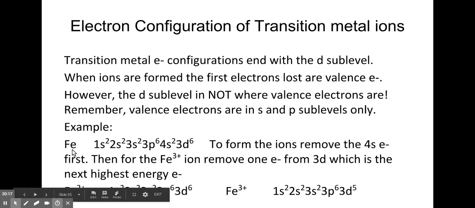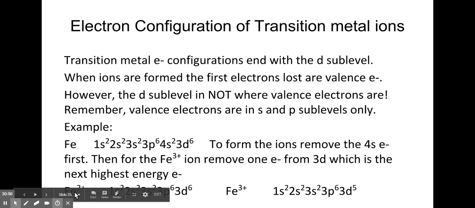If we take a look at iron here, this is the electron configuration for a neutral iron atom. Iron comes in two common oxidation states, a +2 and a +3. Whenever we form the iron ions, we're going to remove the highest energy level valence electrons first, and they're not the 3d's. Instead, they're the 4s's right there. That's the highest energy level, or highest n level. So those are the first two to go.